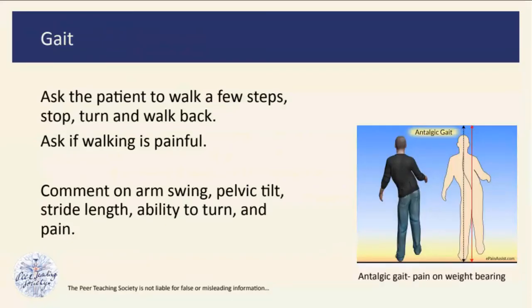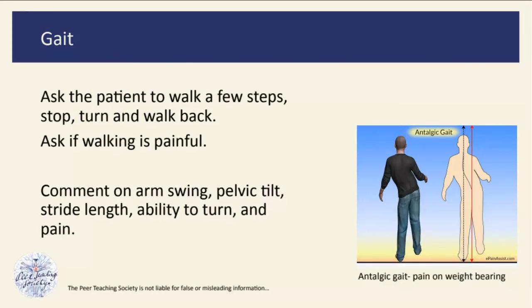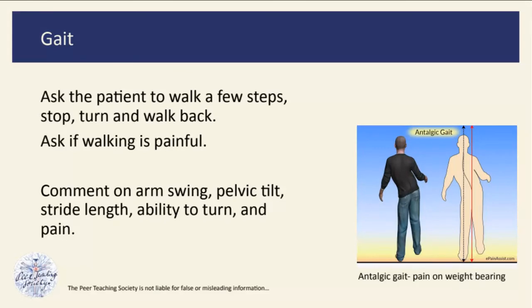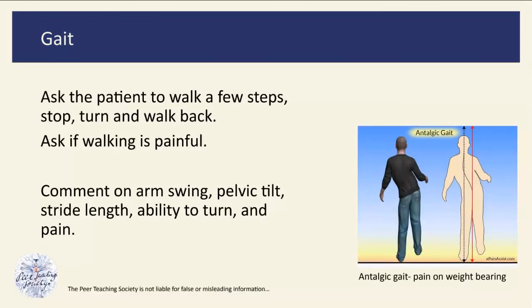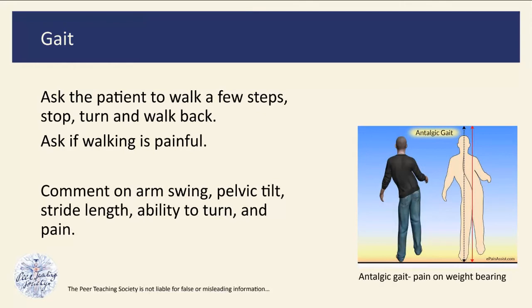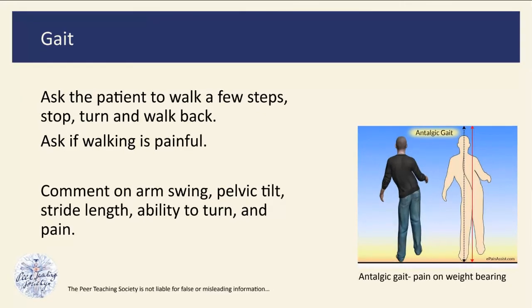We have gait. So you look at the gait before you do the general inspection in GALS. It's a bit odd. I'm not really sure why that's the case, but that's the done thing, and that's what's in the handbook. So the first thing you look at is the gait. You'd ask the patient to walk a few steps, stop, turn, and then walk back. And you want to ask if walking is painful. And there's a couple of things that you can comment on in your presentation. You can talk about the arm swing, the pelvic tilt, the stride length, the ability to turn, and if there is any pain.